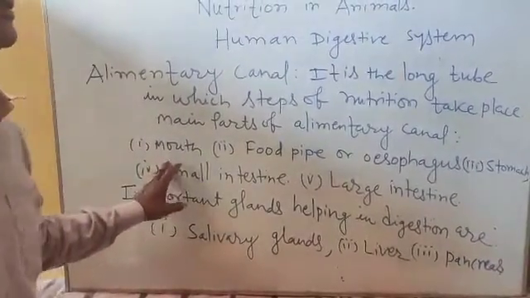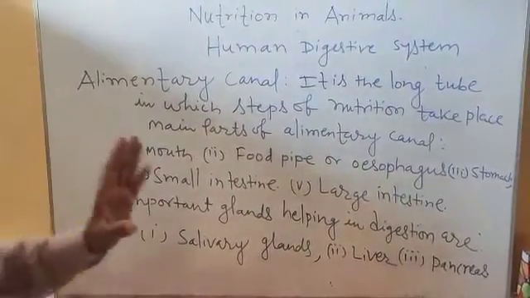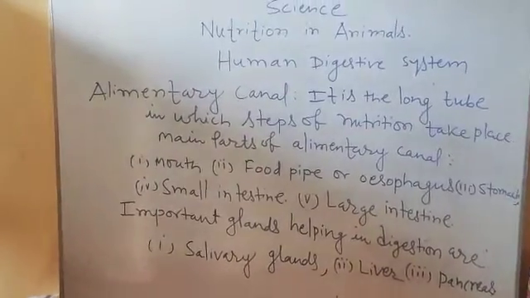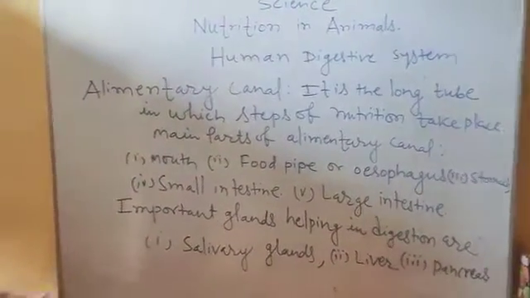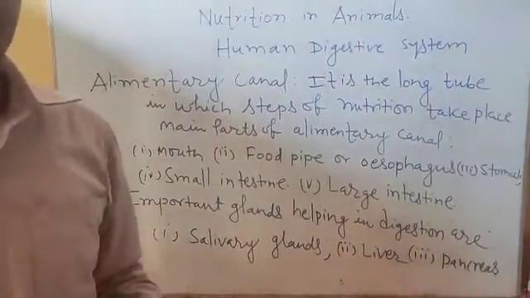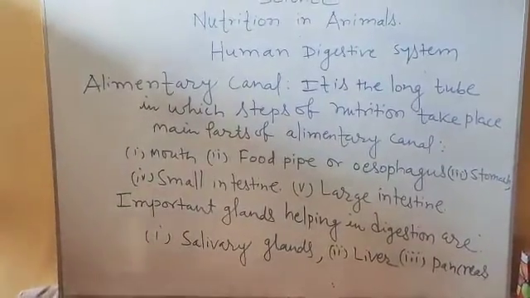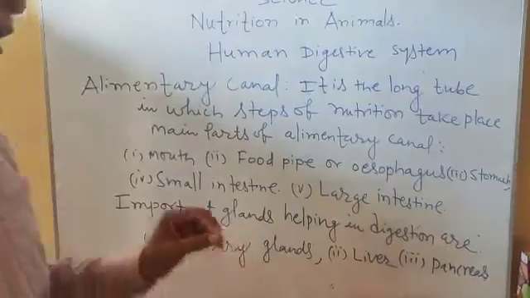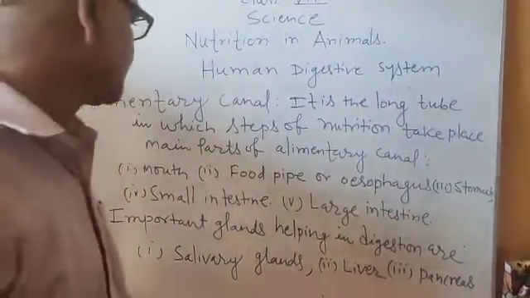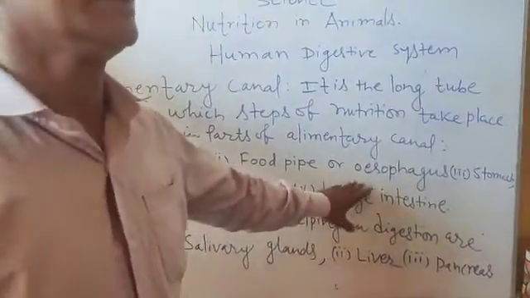Maltose is a kind of simpler carbohydrate, because salivary amylase converts starch into maltose. Starch is complex carbohydrate and maltose is simpler carbohydrate. So salivary amylase converts starch into maltose. In the food pipe or esophagus, no digestion takes place.